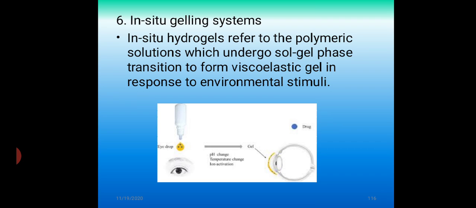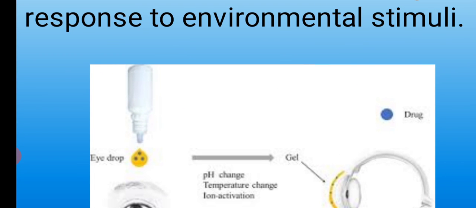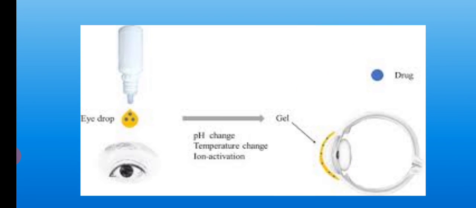This type of hydrogel polymeric solution undergoes a solution-gel phase transition to a viscoelastic gel in response to environmental stimuli, meaning the condition of our eye and the condition of the polymers we used. Based upon these environmental conditions, there is conversion from solution into gel. If you look into this picture, we are administering an eye drop which contains the drug.